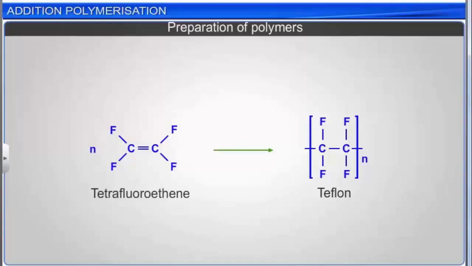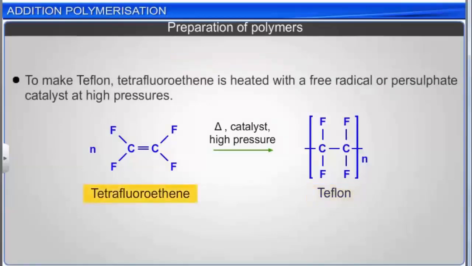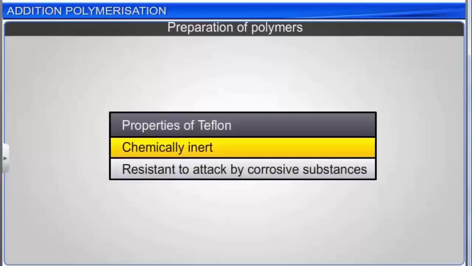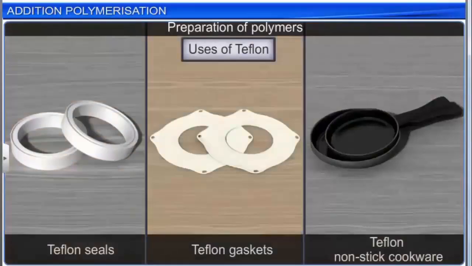The overall equation for the polymerization reaction is shown here. Teflon is the trade name for polytetrafluoroethene. To make Teflon, tetrafluoroethene is heated with a free radical or persulfate catalyst at high pressures. Teflon is chemically inert and resistant to attack by corrosive substances. Teflon is used to make oil seals and gaskets. It is extensively used to make non-stick cookware.